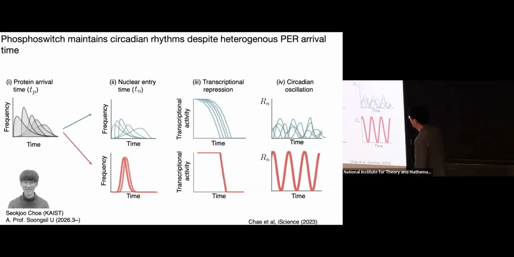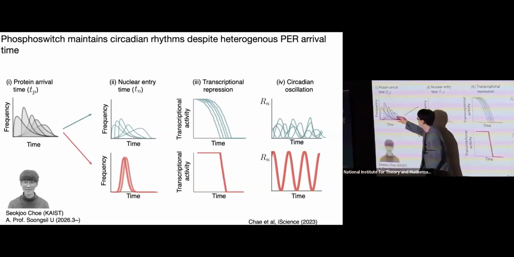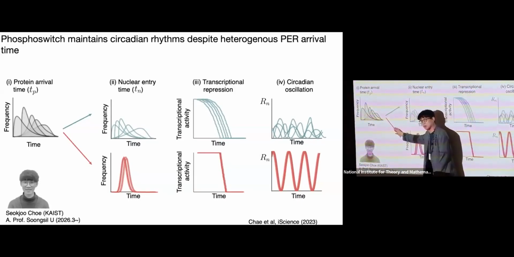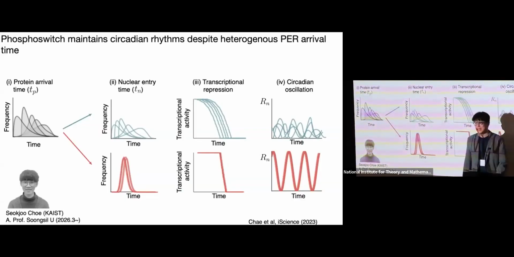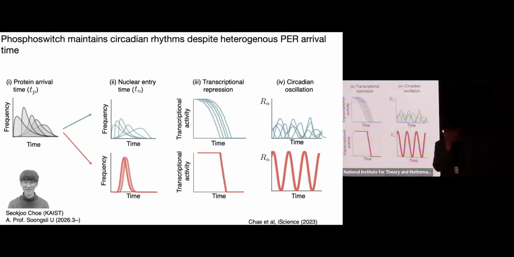So indeed, with this phosphoswitch mechanism, although protein arrival time could be widely distributed, if we have that phosphoswitch, entrance time could be very narrowly regulated, and then we can maintain the circadian rhythm beautifully.